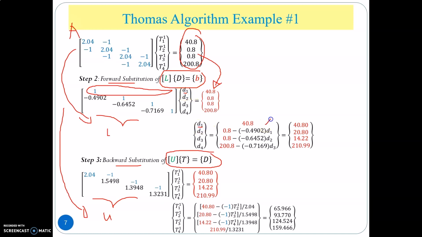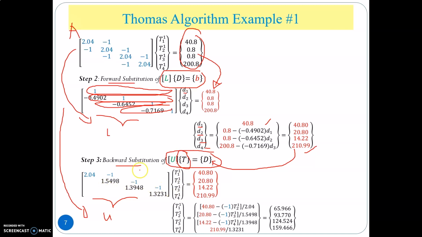So we have done this many times, so you should obtain 40.8, and then you continue for the second row to obtain the answer for D2, and so on, to obtain D3 and D4. So this is the answer. After you obtain the D matrix, you can substitute inside the second equation here. So now you are going to find your solution temperature.